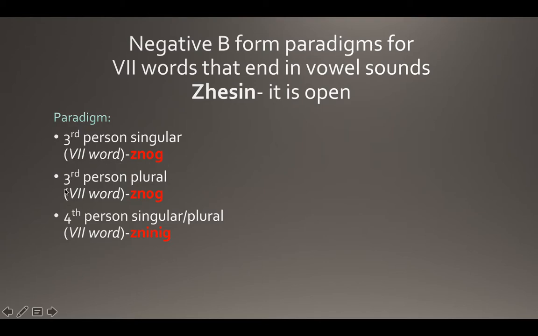And then we're gonna have our third person plural. So we're going to have our inanimate noun pluralized with the appropriate suffix, followed by our VI word, sin, followed by the negative B form suffix, snug or znug. And then for fourth person, we're going to have our inanimate noun plus its plural suffix. Then we're going to have our VI word, sin, followed by the negative B form suffix, zninig. So let's see how these examples demonstrate this.